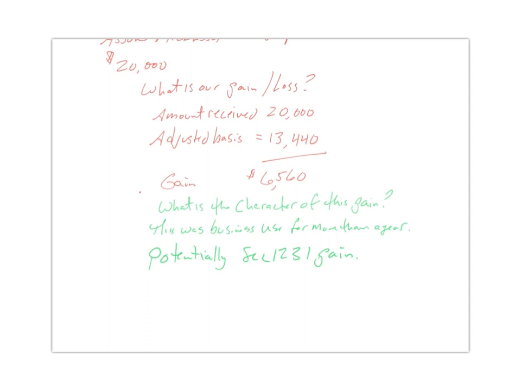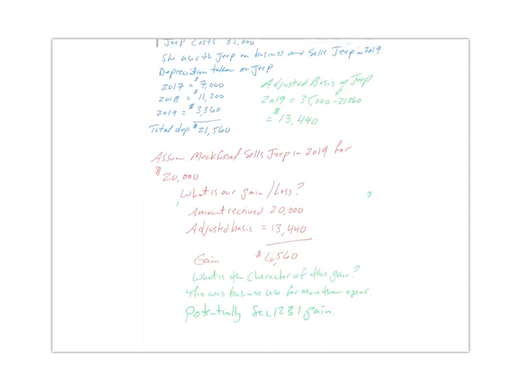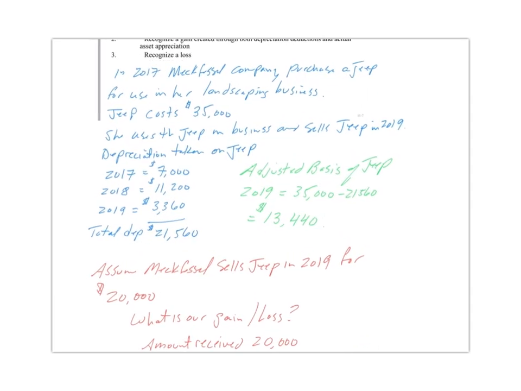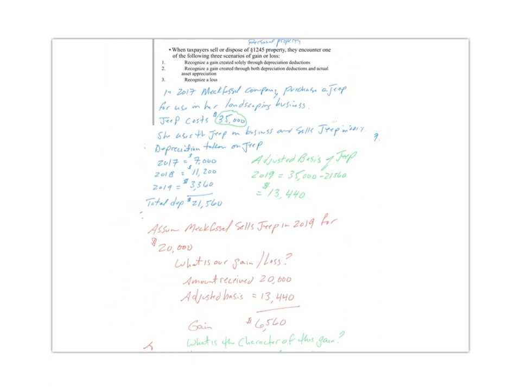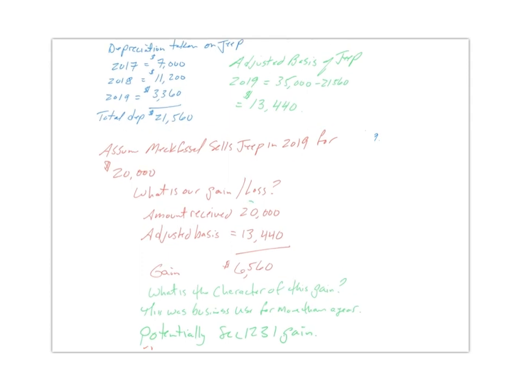Well, what we have to do is we have to look at the amount of gain and where did that gain come from? All right, so let's take 1 minute and we're going to pull back everything and look at our beginning facts. Our Jeep originally cost $35,000 and we sold it later for $20,000. So we sold it for less than we bought it for. If we had not depreciated that asset, we would have sold that asset at a loss.